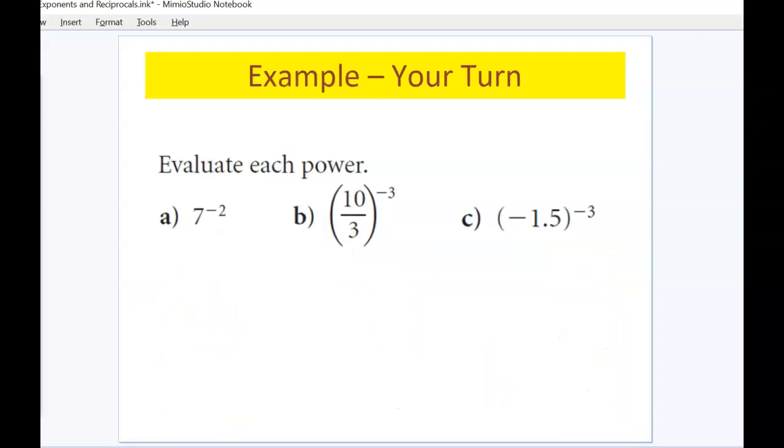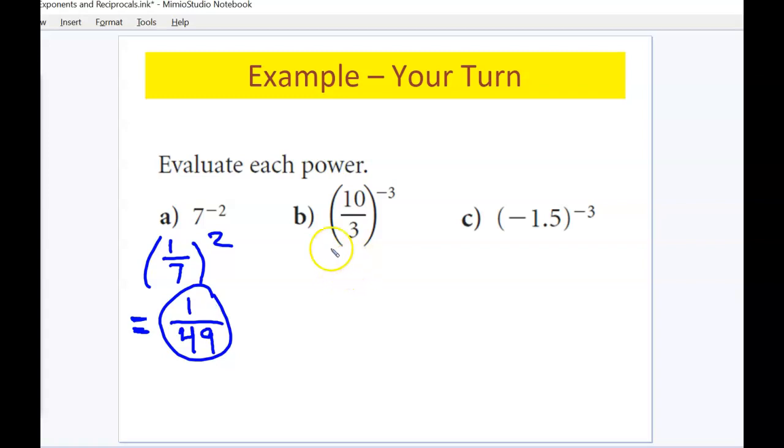I want you to pause the video and I want you to give these a try. Hopefully you've had a chance to try these. So 7 to the negative 1/2 is really the same thing as 1 over 7 squared. And again, we might be able to do these in our heads now. 1 squared is 1, 7 squared is 49, and that would be the final answer.